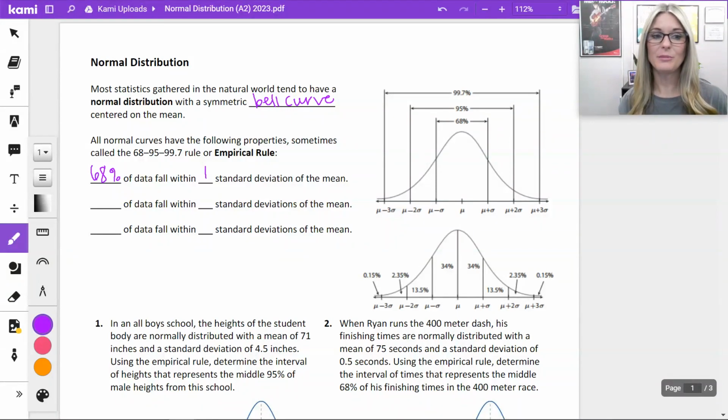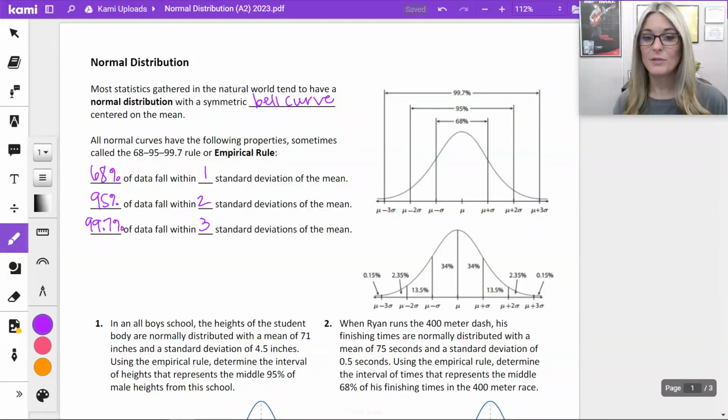So in a normal distribution, 68% of my data should fall within one standard deviation above and below the mean. 95% of my data will fall within two standard deviations of the mean, and 99.7% of the data will fall within three standard deviations of the mean. You can see to the right, it's illustrated there for you.